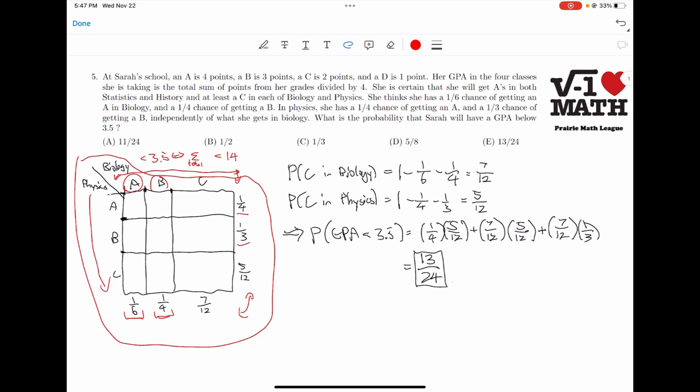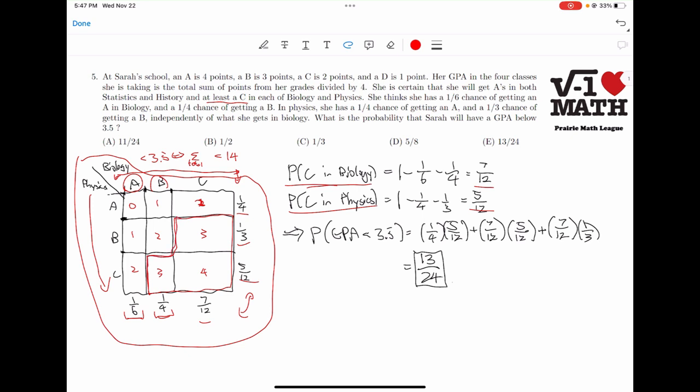Since we have at least a C, that means that we can use complementary counting to find the probability of C in biology and C in physics to be 7/12 and 5/12 respectively. Now, we need at least 3 points deducted from this total of 16. So this is 0 points deducted, 1, 2, and in this zone, we have 3 and 4. So the area we're really looking for is this.